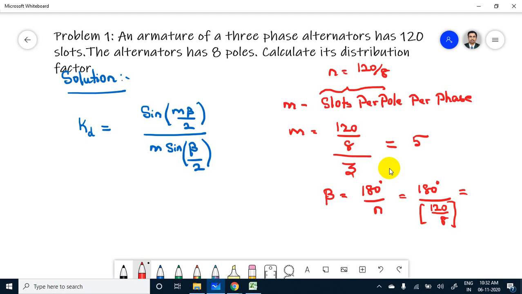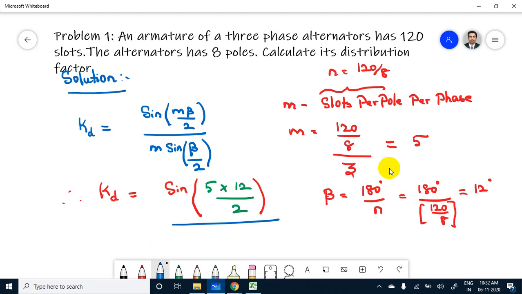Well, 12 degrees, right? 12 degrees. Good. Now we will substitute all the parameters in Kd. Kd equal to sine of m beta, where m is 5 and beta is 12, divided by 2, whole divided by m. What is the m value? M is 5.